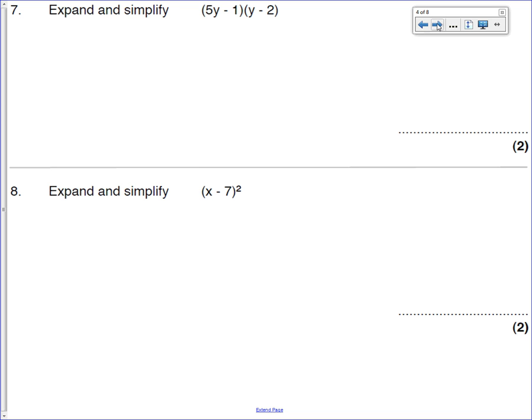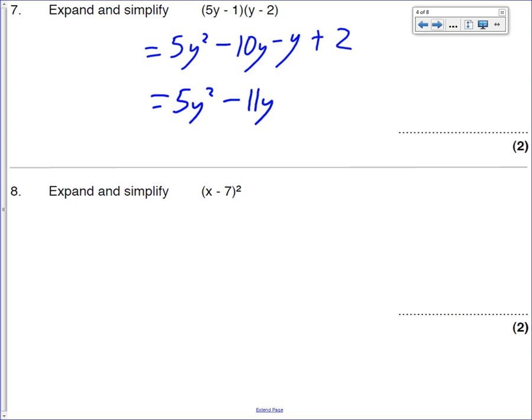Number 7, again, start with 5y times y, 5y squared. Then do 5y times minus 2, minus 10y. Then minus 1 times y, minus y. Then minus 1 times minus 2, this is plus 2. Then you can simplify that to get 5y squared minus 11y plus 2.